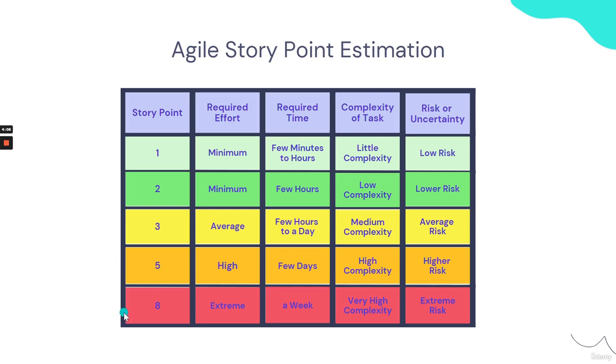A story point of 8, on the highest end of the spectrum or scale, is of extreme required effort, a week of required time or even more, and very high complexity with extreme risk. A story point of 8 can be something like developing the search functionality or the search menu for an e-commerce application, ensuring that search results are accurately filtered in a display column. This is a very reliable chart to be used when working with Agile story point estimations.